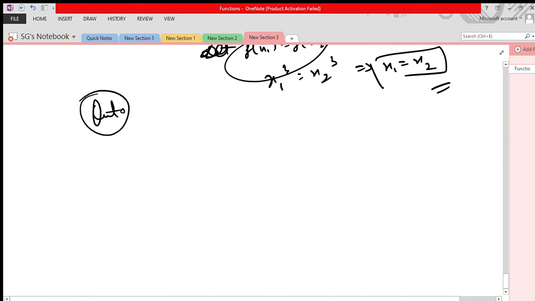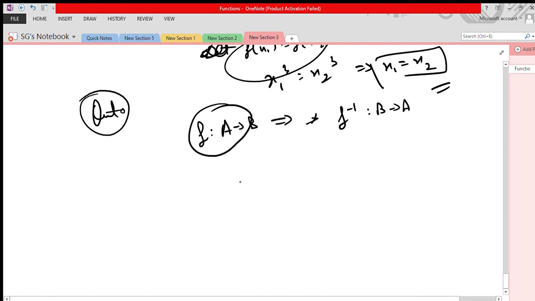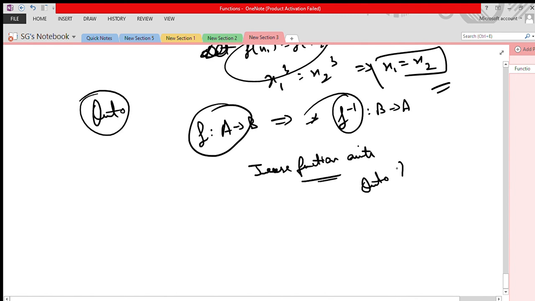An onto function is this: suppose you have a function which maps elements of A to elements of B, and this implies that there is also a function which maps elements of B to elements of A, that is, the inverse function exists. Then this sort of function is called an onto function or a surjection. Clear? That is, there exists an inverse element.